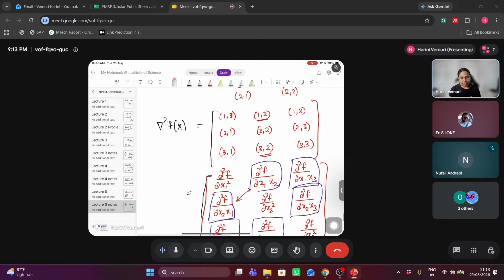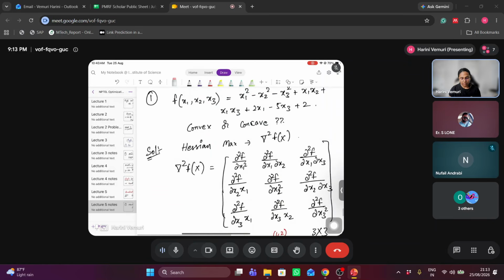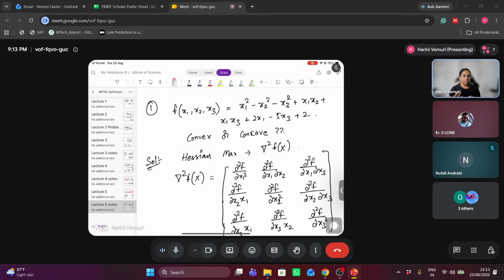If they ask how we will know whether it's convex or concave with multiple variables, more than two, they'll be giving you a simple problem so that you can get the eigenvalues. Okay. Any questions?